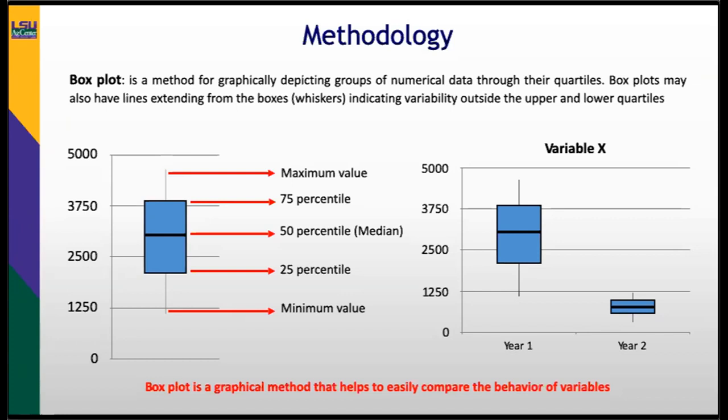On the right side, you can see an example of one variable. We analyzed that variable in 2 different years, year 1 and year 2. You can see that in year 1 the box is a little bigger than the box in year 2, which represents that the variability of this parameter during the first year was higher than the variability of the same variable in the second year. So this is just a graphical method to easily compare the behavior of variables over time or during different grinding seasons.